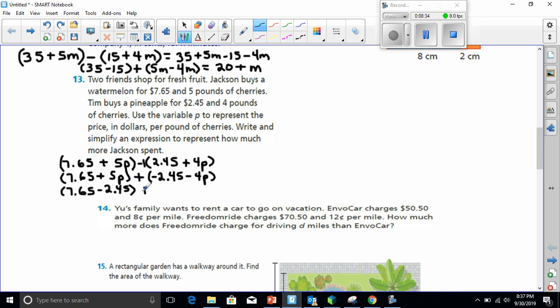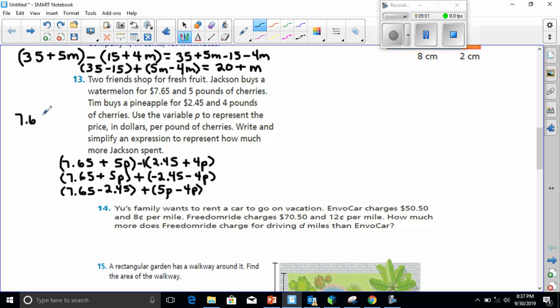And we're going to be adding that to 5p minus 4p. All right, let's go ahead and check this out. Well, 7.65 minus 2.45 is going to leave me with 5.2, I believe. We'll just double check that.